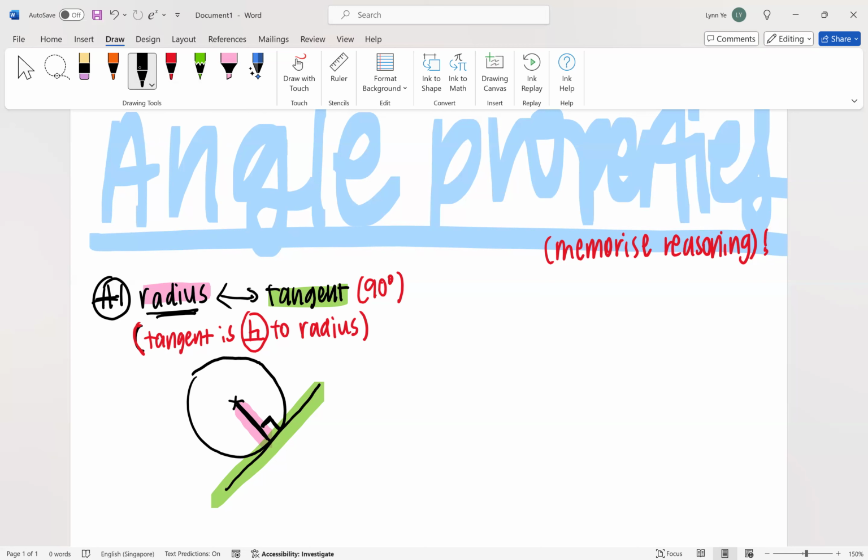So when you use this property, next time, if you want to find this angle, you must say, how come you know it's 90 degrees? Because tangent is perpendicular to radius.